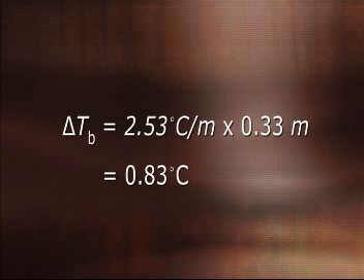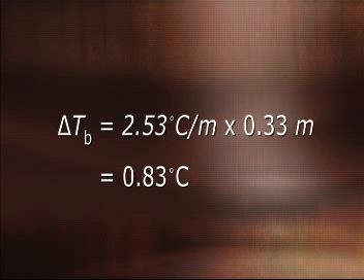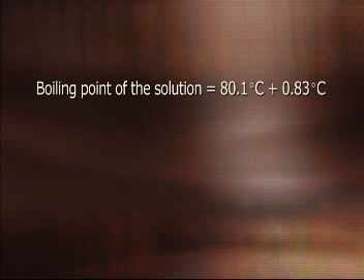The answer is 0.83 degrees Celsius. We can use this number to determine the boiling point of the solution. The boiling point of the solution is equal to the boiling point of pure solvent benzene plus the change in the boiling point. This gives us the answer 80.93 degrees Celsius.